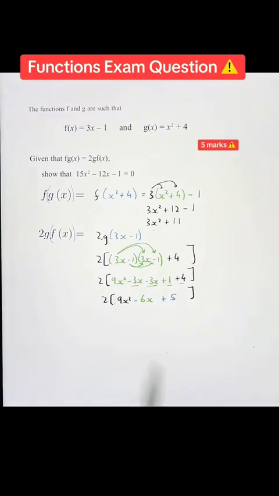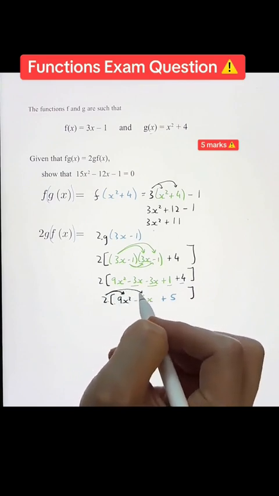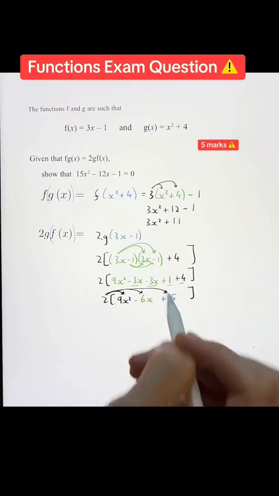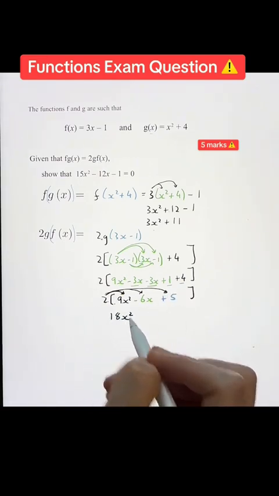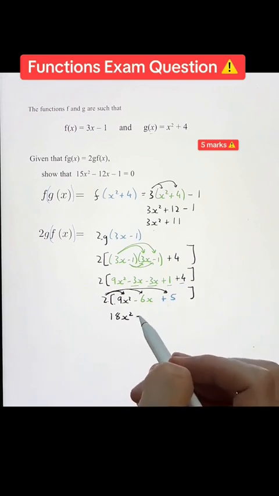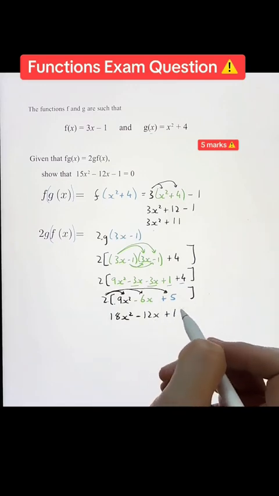Now multiplying by the 2 on the outside. Whatever's outside, that will multiply everything inside the bracket. So the 2 is going to multiply each term inside. So 2 times 9x squared will give us 18 lots of x squared. 2 times negative 6x will give us negative 12x, and 2 times positive 5 will give us plus 10.